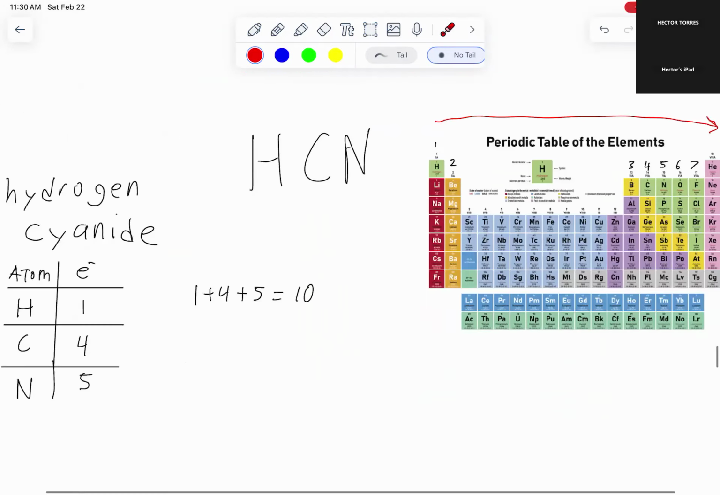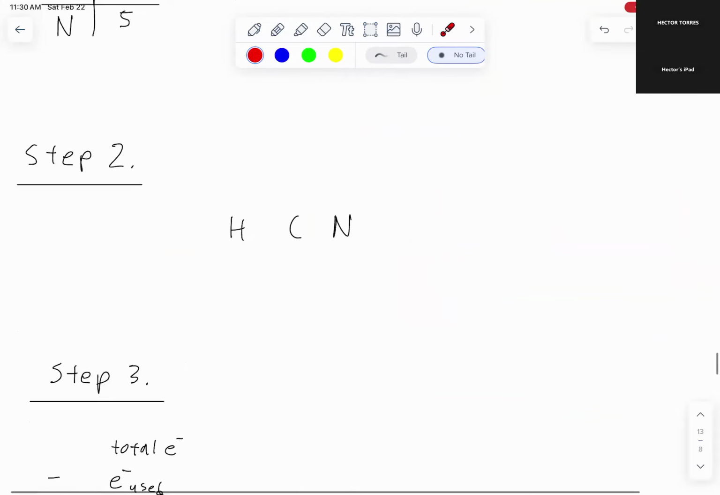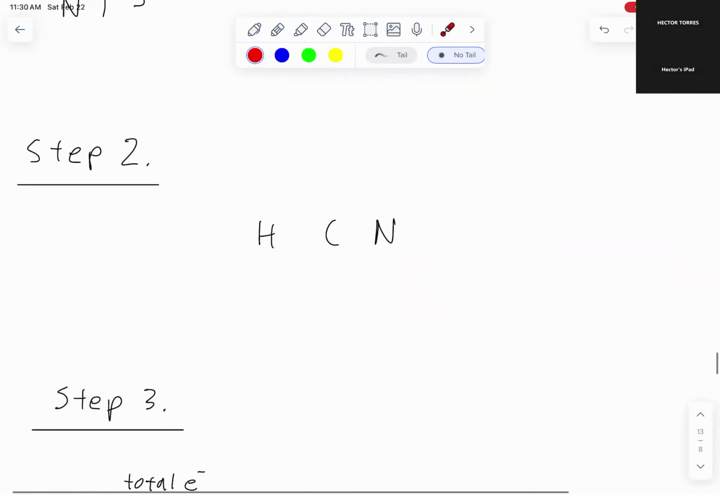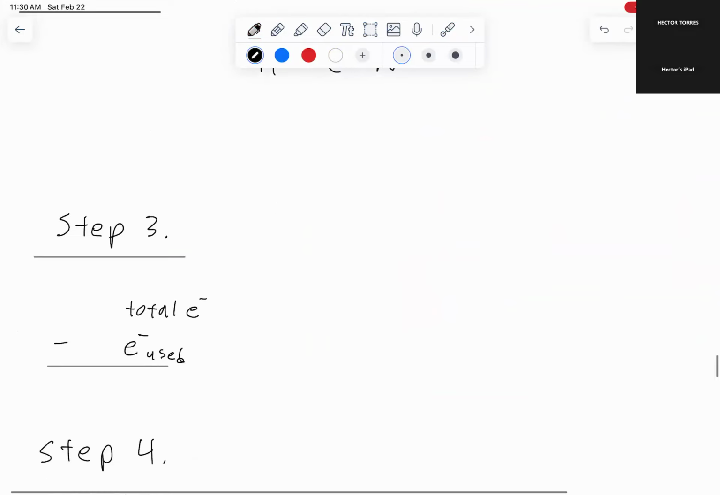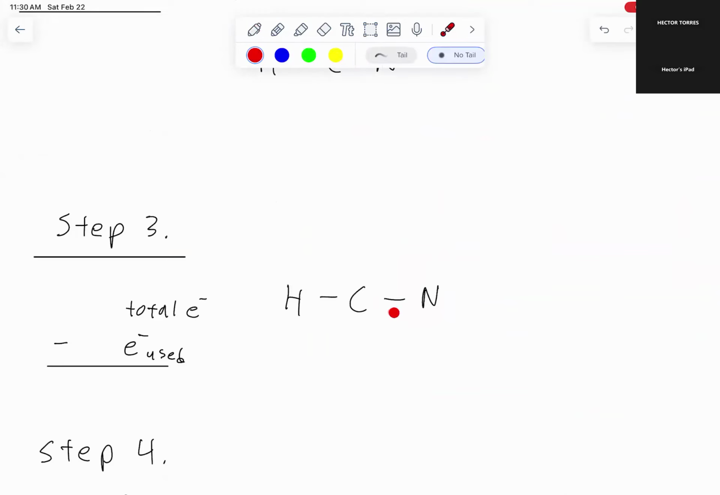And then with hydrogen, hydrogen can only make one bond. So it's typically not going to be in the center. So we're going to leave carbon as the central atom. In step 3, what we're going to do is make a skeletal structure, thus connecting all the atoms together. So making bonds between hydrogen and carbon and nitrogen and carbon.